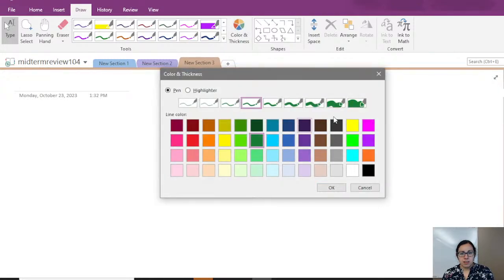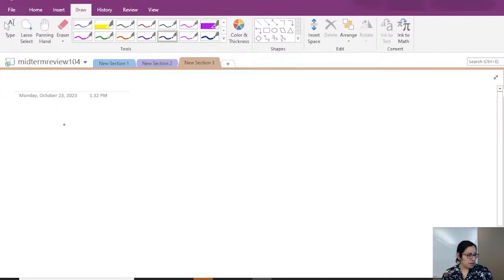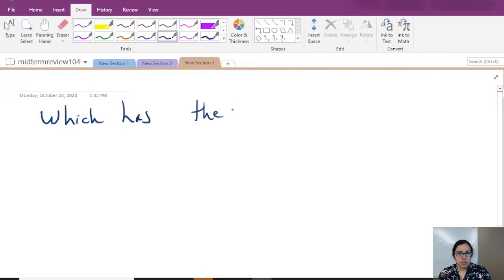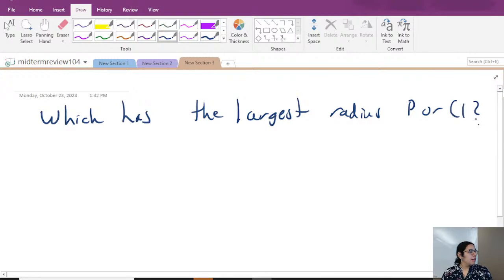All right, so now let's try our periodic trends and how we might write our answers and justify them. So which has the largest radius, phosphorus or chlorine? And then of those two, which has the higher ionization energy?